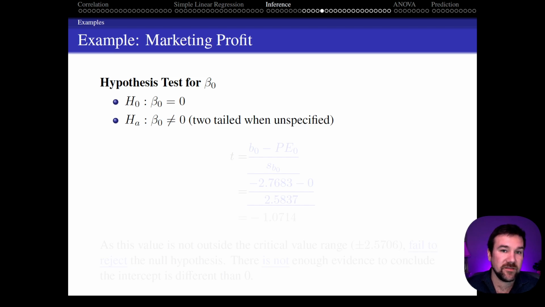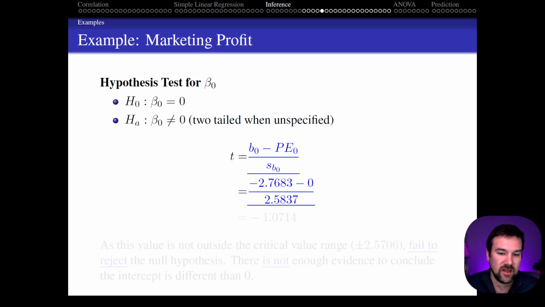All right, so for the hypothesis test, my null is going to be the intercept is 0. My alternative is going to be the intercept's not 0, two-tailed, not specified. My test statistic, I take the point estimate minus the null, which is 0, over the standard error. I'm just listing out PE sub 0 in the equation.